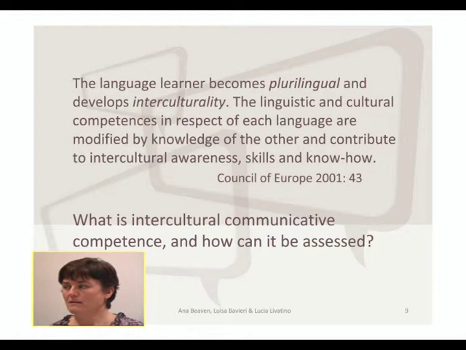The CEF itself mentions intercultural competence 27 times. But in itself, it doesn't have descriptors for what we call intercultural competence or intercultural communicative competence. So what is intercultural communicative competence and how can it be assessed?